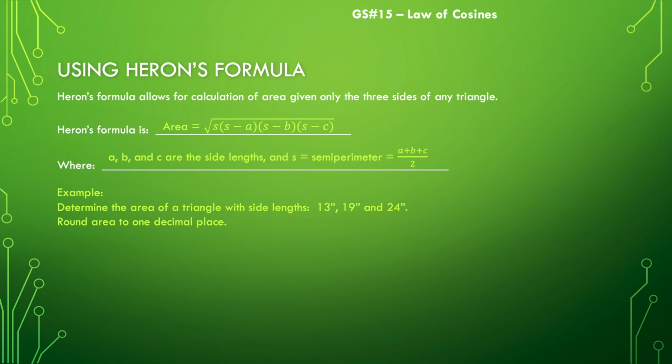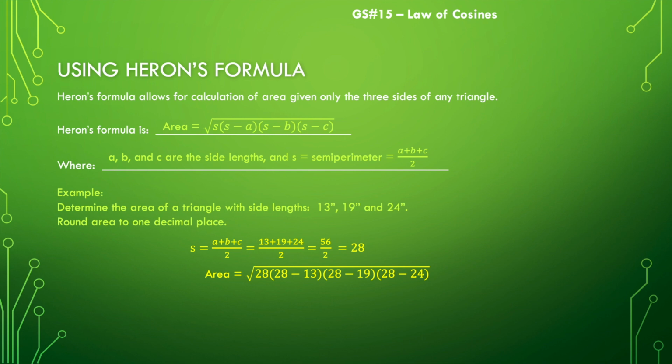We know we're going to need s, so let's go ahead and calculate s. s is equal to (a plus b plus c) divided by 2. In this case, (13 plus 19 plus 24) divided by 2, which equals 56 divided by 2, also known as 28. Now we can substitute our 28 in for every instance of s, and our a, b, and c side lengths in the corresponding places.